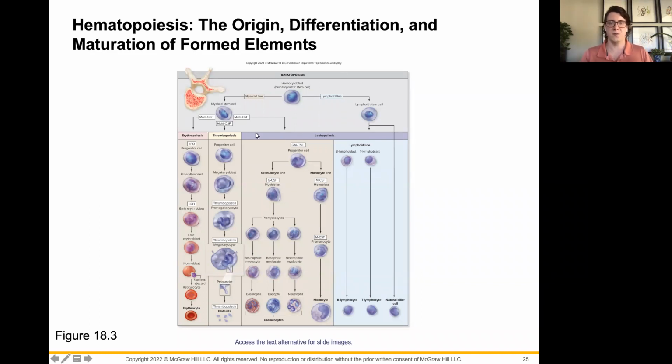So starting with our hemocytoblast. So hemo, blood, cyto, make, blast. So hemocytoblast. So it's a cell for making blood cells. So it makes sense then that this would be some type of stem cell. Okay. Now, our first decision here is whether or not we're going to push it into what we call the myeloid line or the lymphoid line.